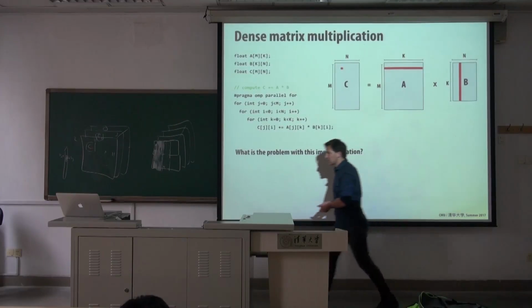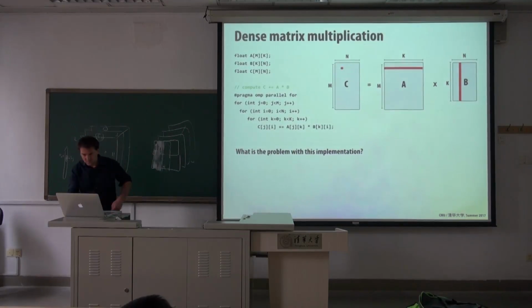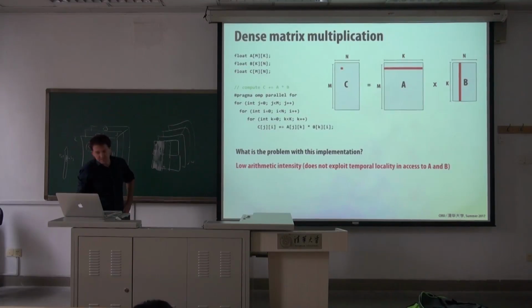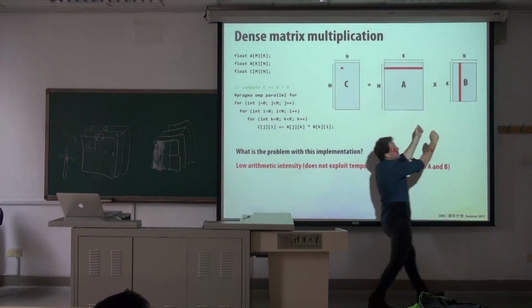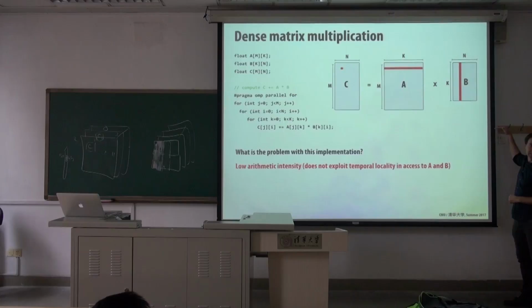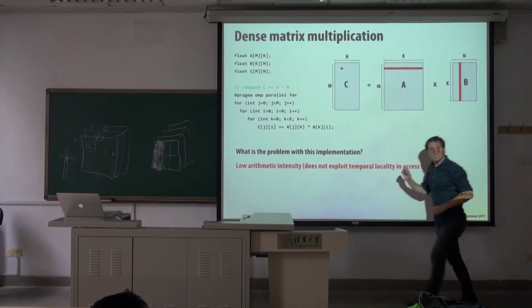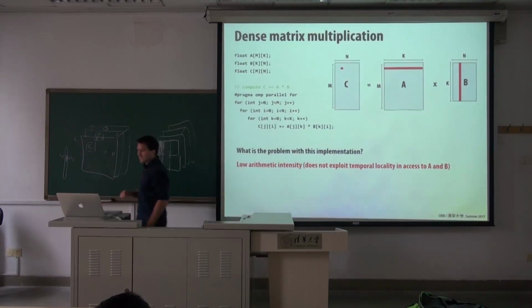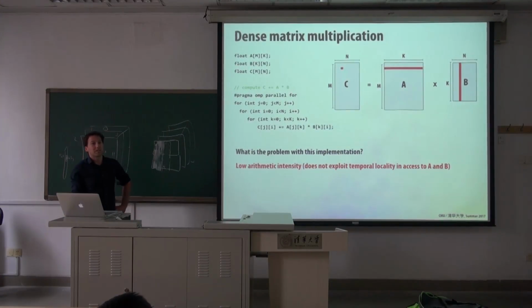So one solution would be to transpose B. If I just transpose B to B transpose, then I can run through B very, very efficiently. I can make use of my cache lines really well. I like that solution, but there's actually an even better solution.